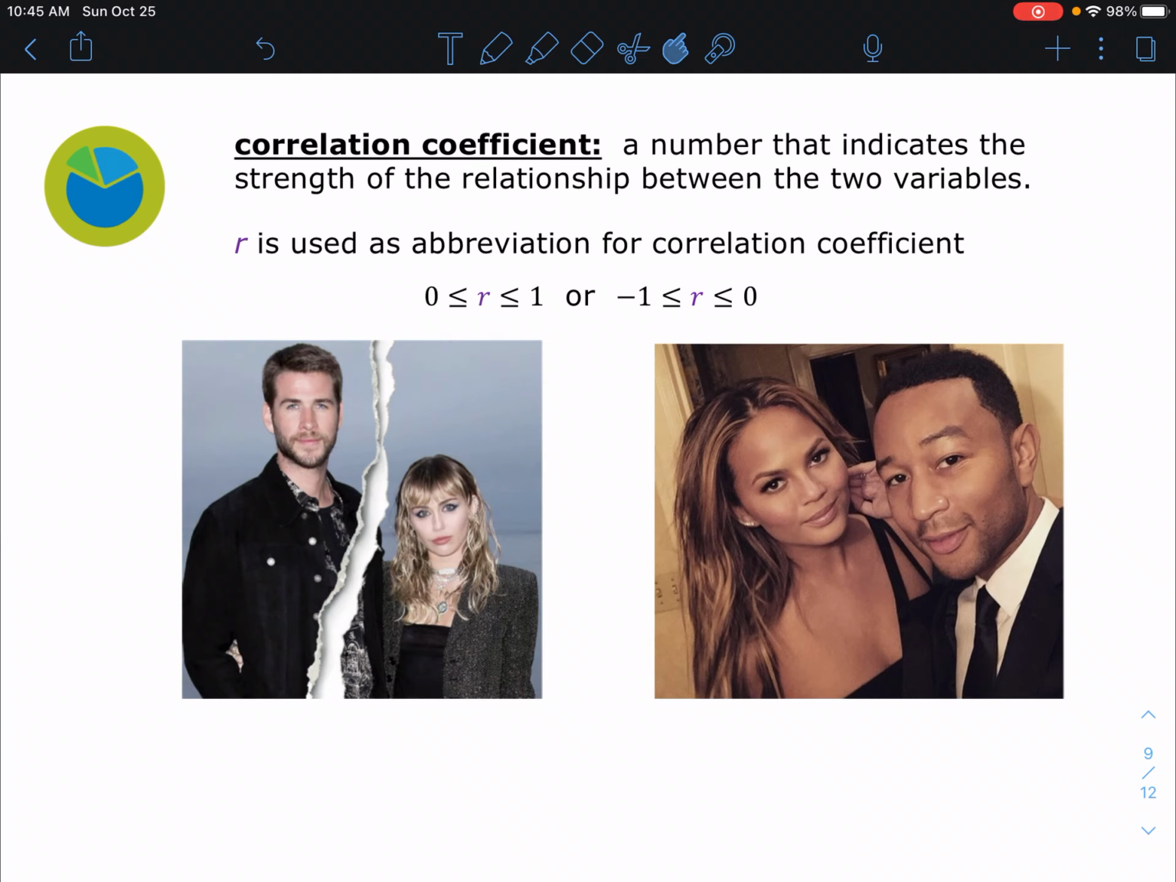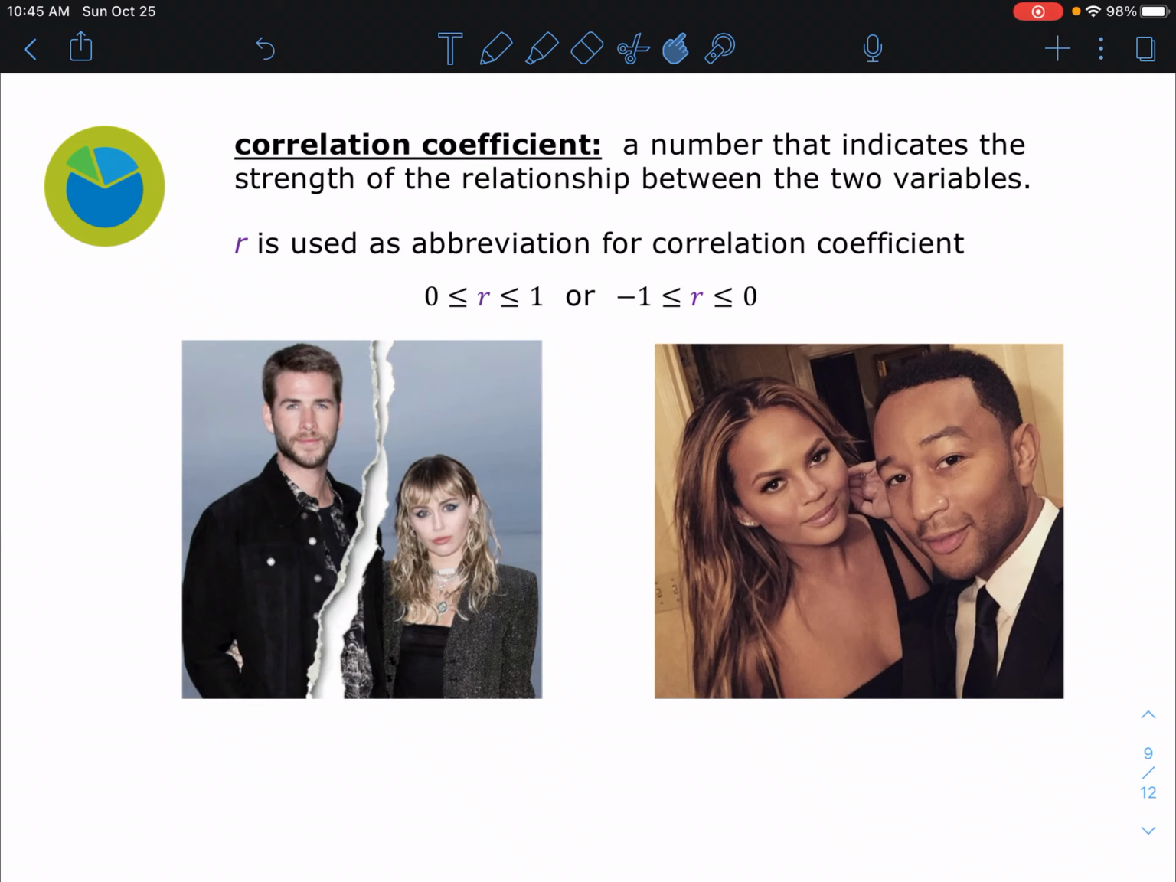Okay, so I tried to figure out a way to think about something called the correlation coefficient. And this is just a number that indicates the strength of the relationship between two variables. And our graphing calculator can do this for us. So for the correlation coefficient, we use the letter R. This is an abbreviation for it. And really what we want is for the correlation coefficient to be somewhere between 0 and 1. It'll be a decimal. We usually round it to 2 decimal places, the nearest hundredth. Or it might be, if it's a negative correlation, between -1 and 0. So the stronger the relationship, the closer it is to 1, or -1 if it's negative, okay?